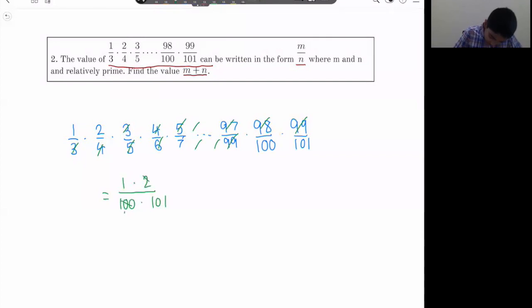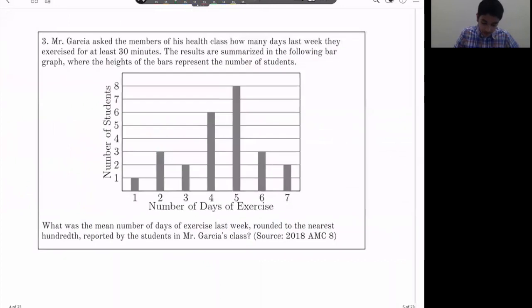And we can cancel some terms. We get 1 over 50 times 101, which is 1 over 5050. So this is in simplest form. And now we just find the sum of the denominator and numerator, which is 5051. Move on to number 3.